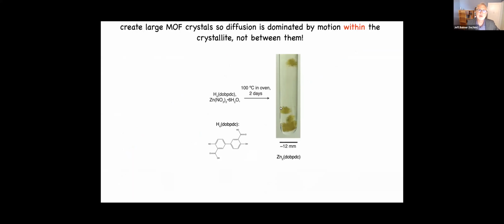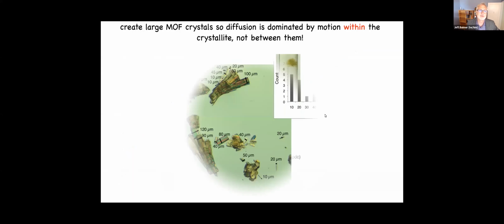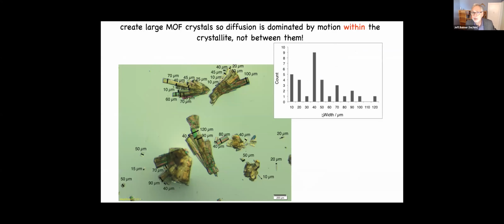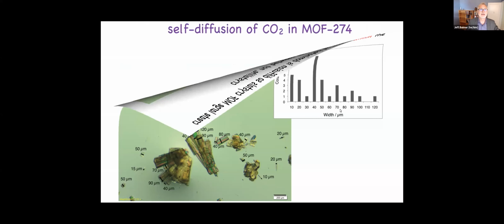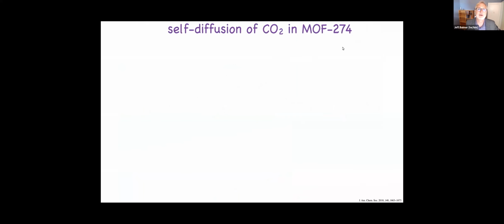And so what we decided to do was look at MOF crystals now that are grown from solutions in which the MOF crystals are very big. And why did we want them big? Because we want to look at diffusion inside the crystal of small molecules like CO2. And we are not particularly interested in this experiment for looking at diffusion of CO2 between crystallites. So we grow big crystals and conduct self-diffusion measurements of CO2 in this particular MOF, magnesium MOF.